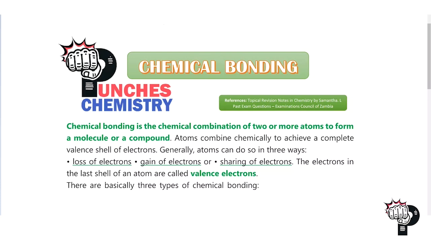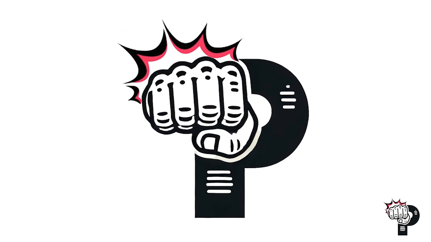There are basically three types of chemical bonding. Ionic bonding, which involves a metal losing electrons to a non-metal. Covalent bonding, which involves two non-metals sharing electrons together. Metallic bonding, which occurs within the structure of a metal. Let us look at ionic bonding.